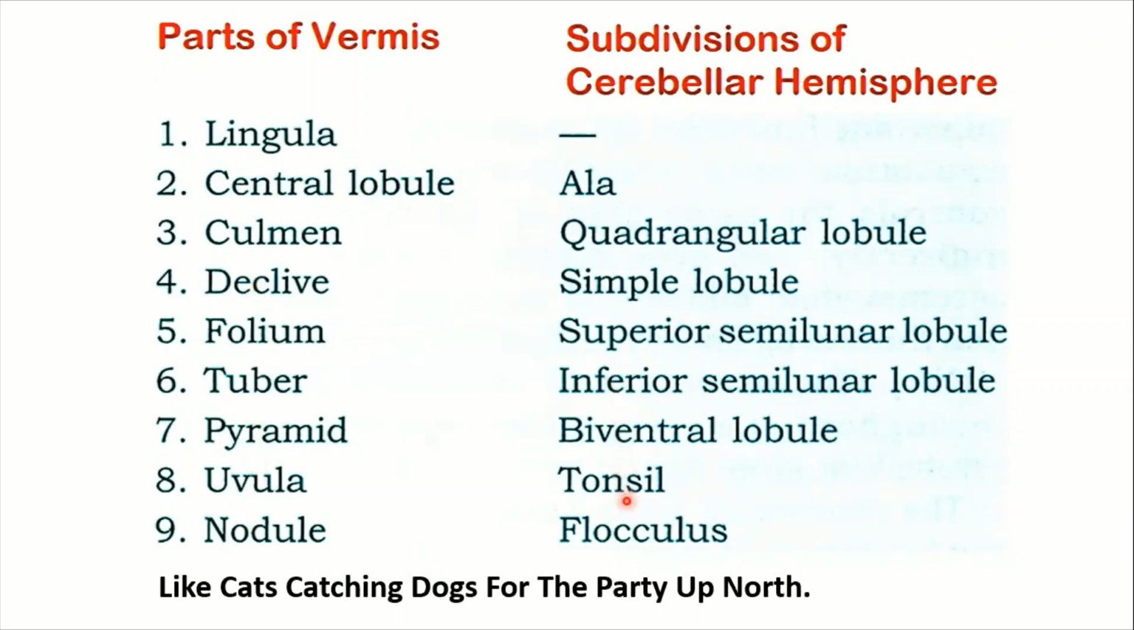I told you and showed you already, and this is a mnemonic. You see the words: L C C D F T P U N N N. So, like cats catching dogs for the party up north. L, C, C, D for dogs, and F for the folium, T for tuber, pyramid, uvula, up, and the north is the nodule. So these are easy to remember, this subdivision.